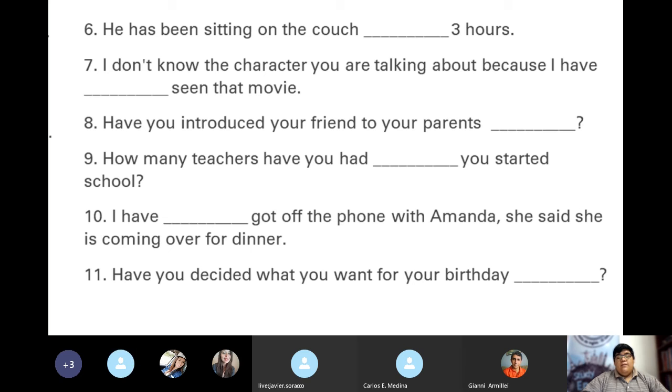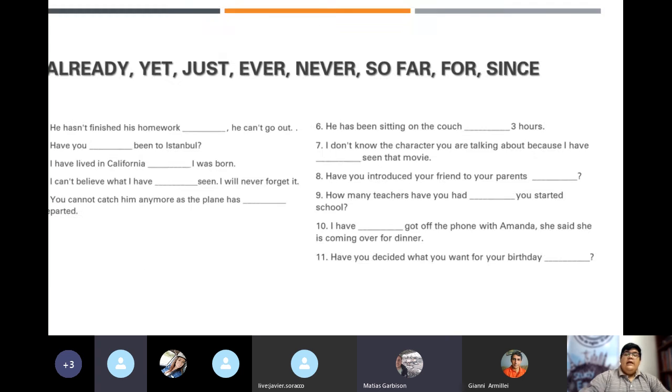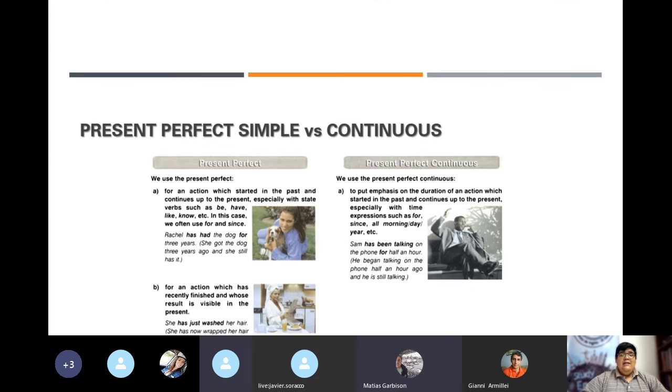Have you decided what you want for your birthday? Have you already decided what you want for your birthday? Yet. Yet. Remember, yet goes at the end in a question. Okay? Yes. This is just revision.